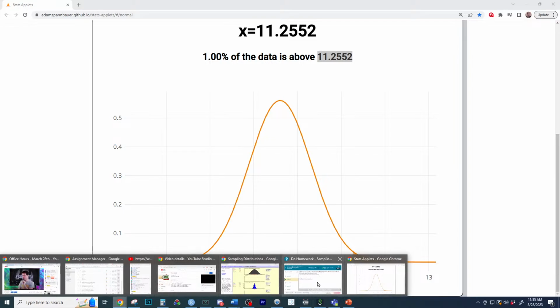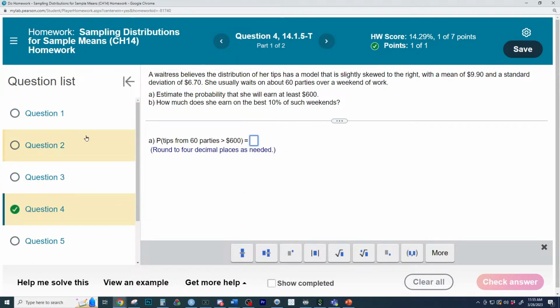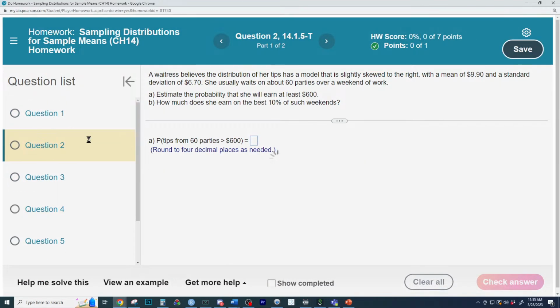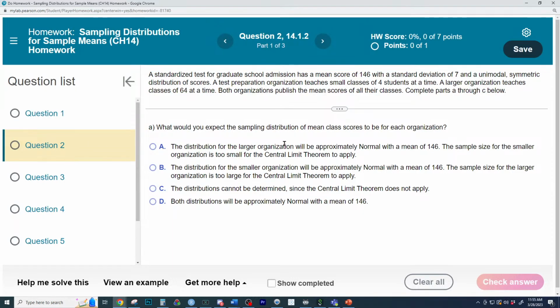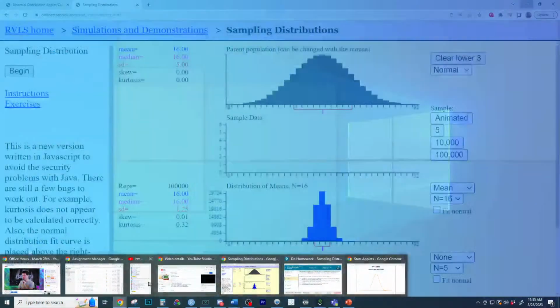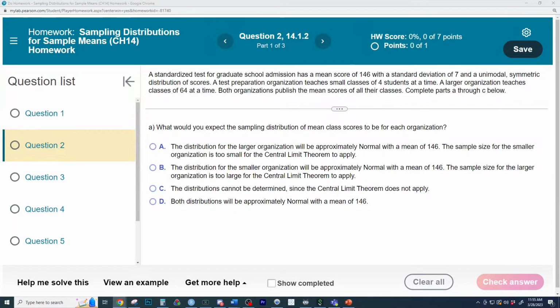Probably do most of this homework, and then I might say we might do the quiz tomorrow. So we already did question 1. Question 2 talks about a standardized test. Okay. Standardized test. That's one of my favorite questions, the waiter waitress one.